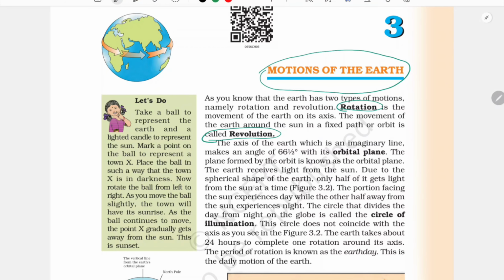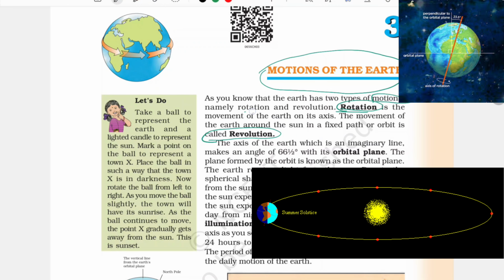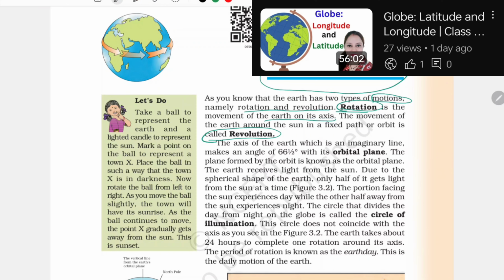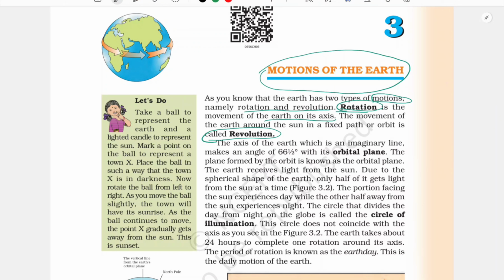So let's get started. As you know, the earth has two types of motion, one is rotation and another is revolution. Rotation is the movement of the earth on its axis. If you haven't watched my previous classes, do watch. From there you will understand the basic concept and it will be easier for you to understand this chapter properly.